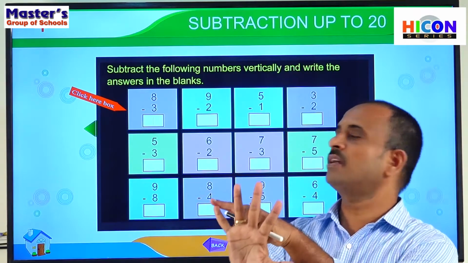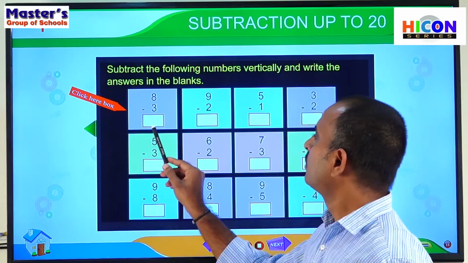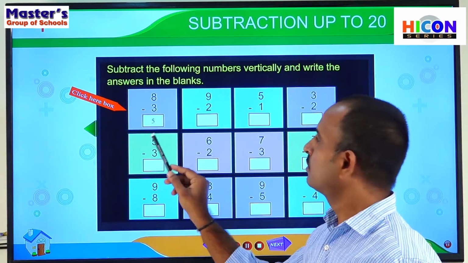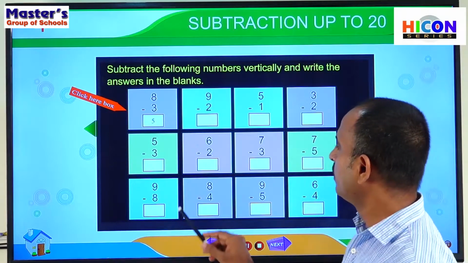So 5 fingers are left after subtracting 3. So the answer is 5. So write 5 in this box. So the difference is 5. So let us see another example.